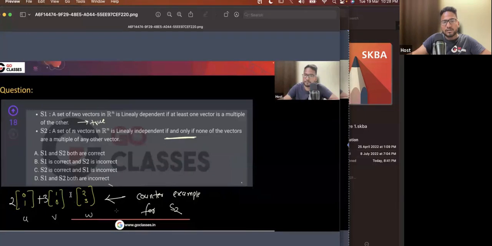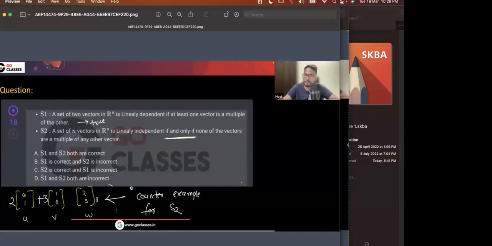Sorry, they are not multiple of each other, still they become linearly dependent. So just because they are not multiple of each other, it doesn't mean they are linearly independent. These three vectors on the screen are linearly dependent, even though the condition is satisfied that none of the vectors is a multiple. When you say multiple, you're talking about a pair: U and V, V and W, or U and W. Neither U is a multiple of V, nor V of W, nor U of W. So there is no pair such that two vectors are multiples of each other.